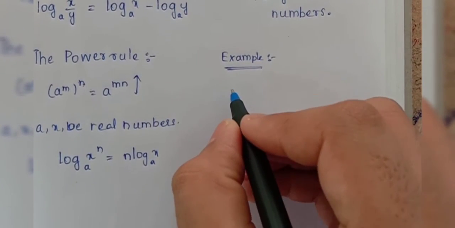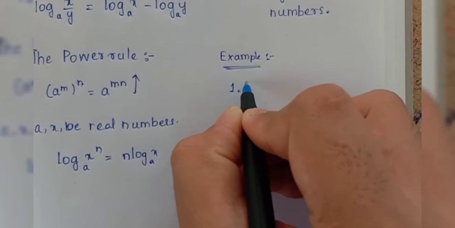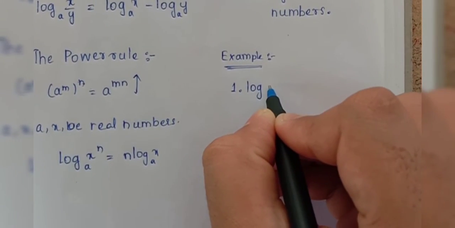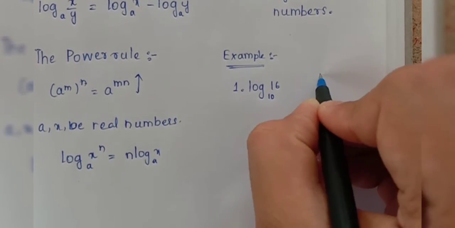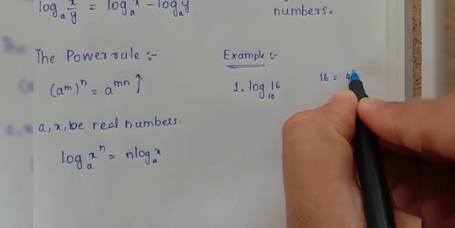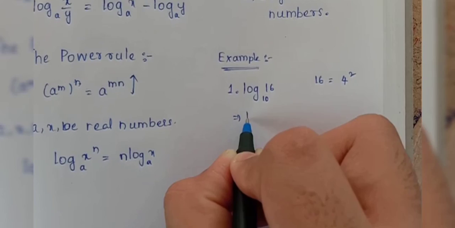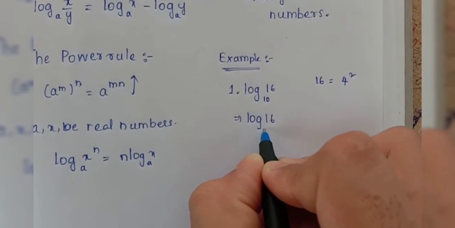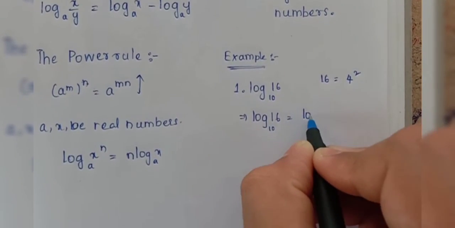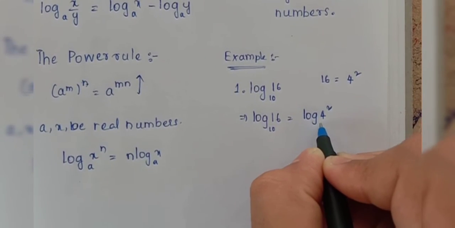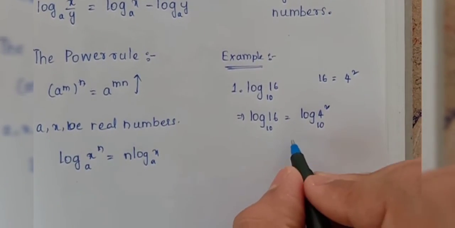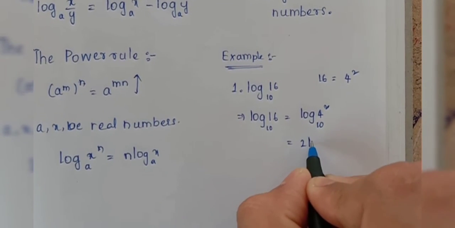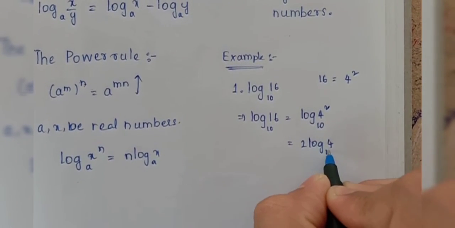Coming to the power rule, log 16 to the base 10. 16 can be written as 4 square. Then log 16 to the base 10 can be written as log 4 square to the base 10. This is in the form of log x power n. Then it will be equal to 2 log 4 to the base 10.